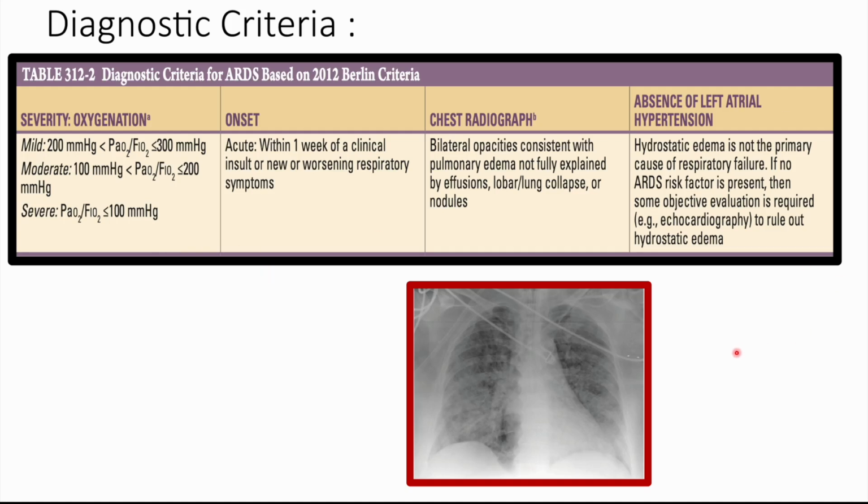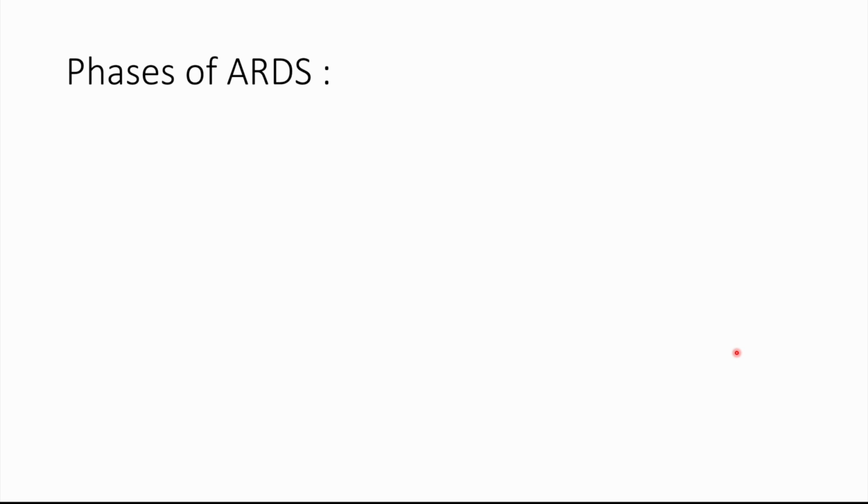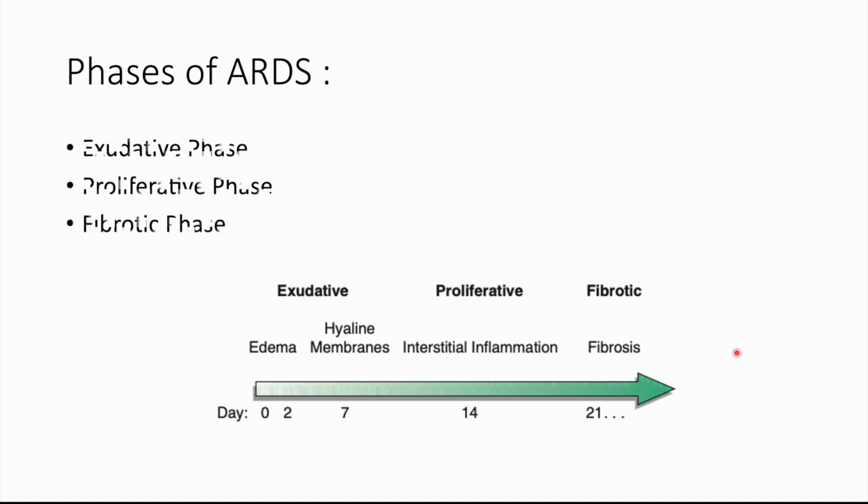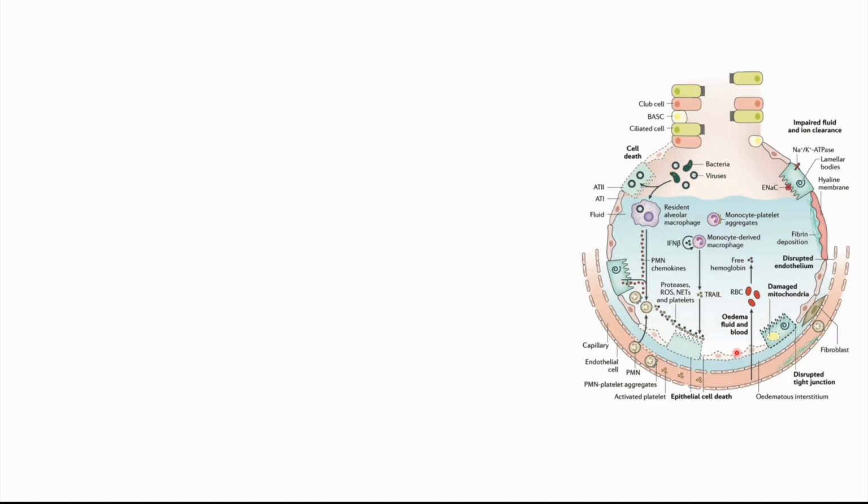This is a chest radiograph showing the bilateral opacities, which is seen in the exudative phase of ARDS. So there are three phases of ARDS: exudative phase, proliferative phase, and fibrotic phase. First we'll see the exudative phase.